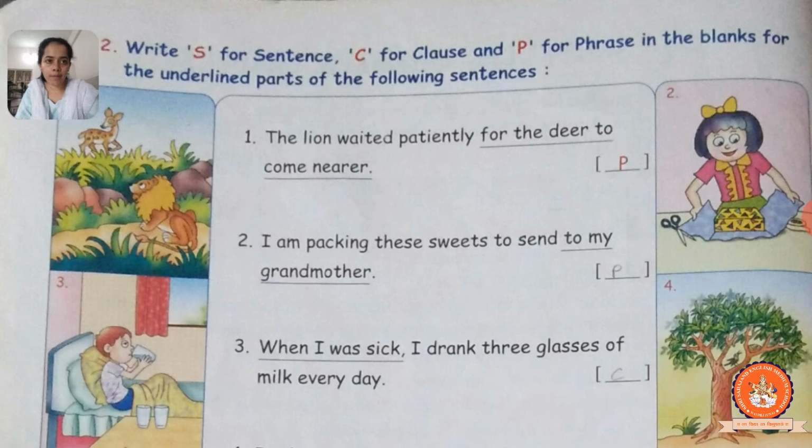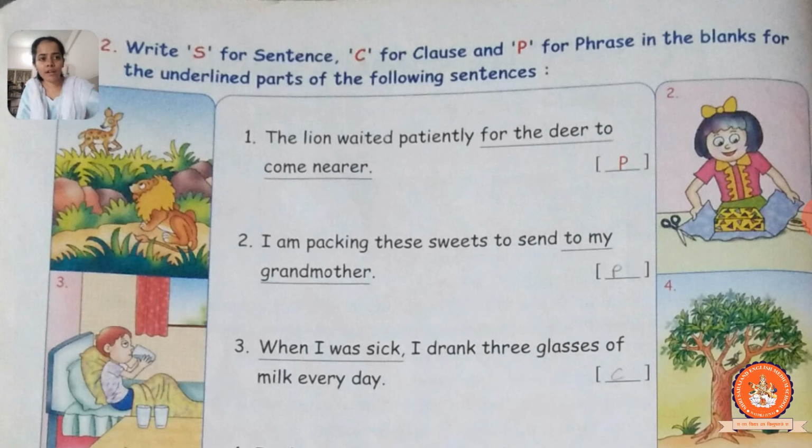So who was waiting patiently? The lion was waiting patiently. But why was he waiting? For the deer to come nearer. So "for the deer to come nearer" is already underlined over there, and the P is already written over there for phrase. So we don't have to do anything in the first one. It is given for your understanding.